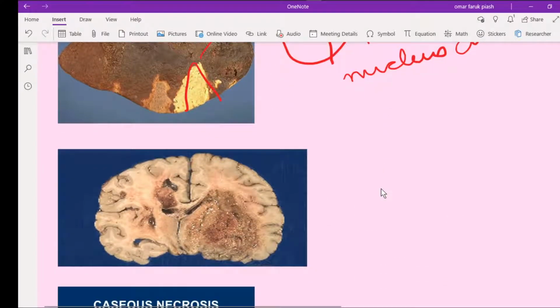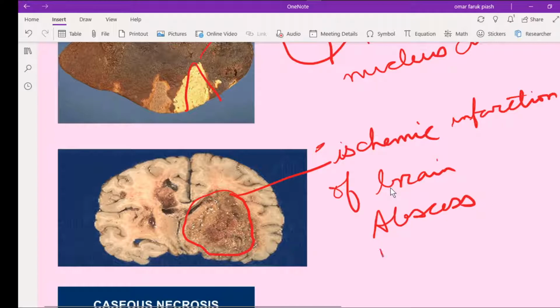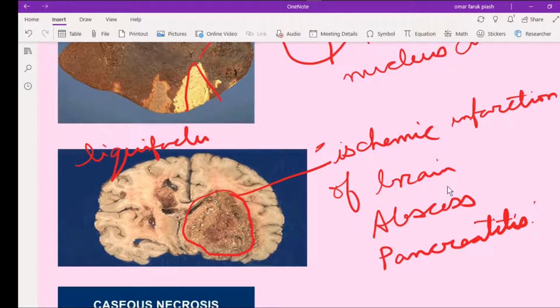Now, liquefactive necrosis. This is a picture of brain. In here you can see that there is ischemic necrosis of the brain. That means ischemic brain infarction, and simply it can be said that in here there is liquefactive necrosis. Apart from brain, there are other areas like abscess, and pancreatitis, where there is liquefactive necrosis. So three areas: ischemic infarction of the brain, abscess, and pancreatitis.